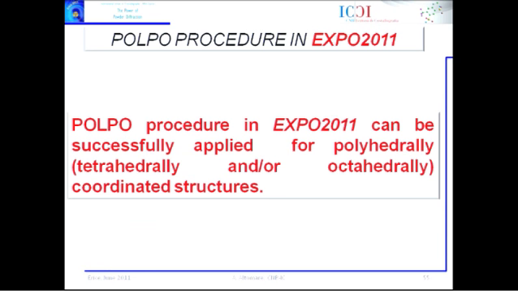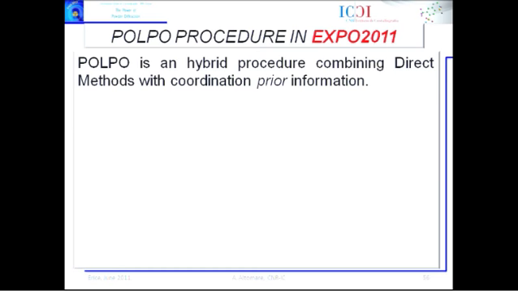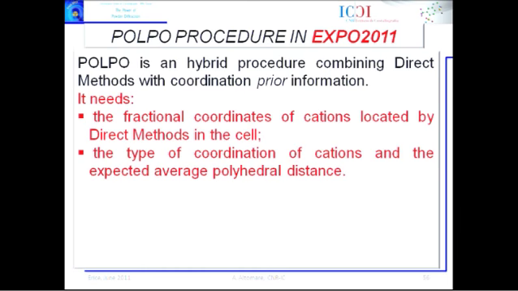So, when the structure is polyhedrally coordinated, tetrahedrally or octahedrally, the Polpo procedure can be applied for obtaining the correct model. The Polpo procedure is a hybrid method which needs two kinds of information. The correct location of the cations, as provided by direct methods, all of them or some of them, and the polyhedral coordination information about the located cations, tetrahedral or octahedral.